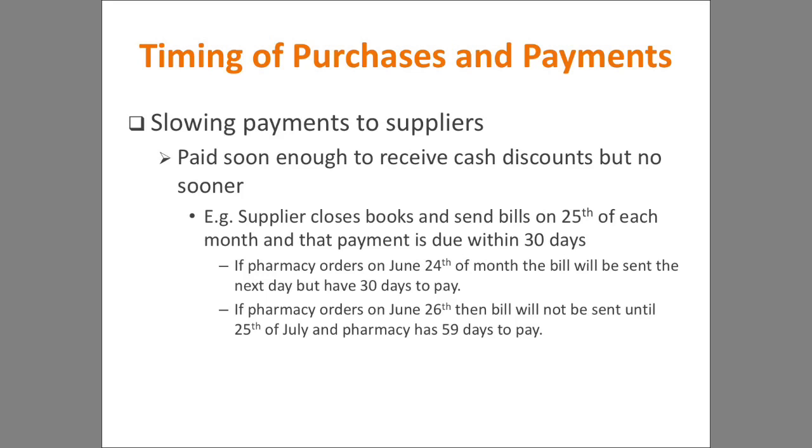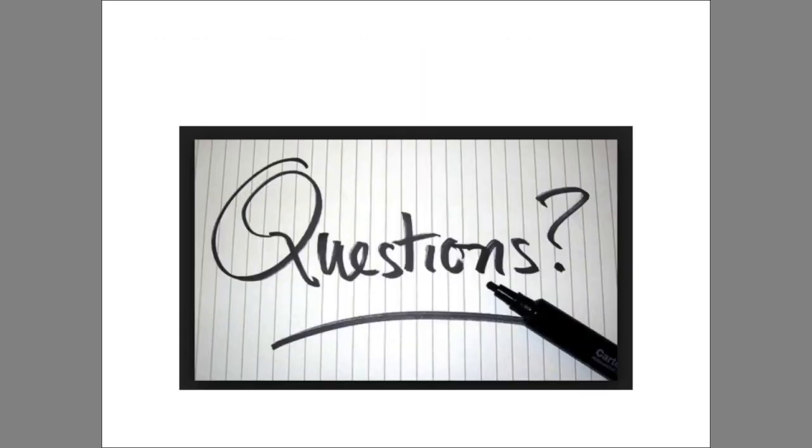So for example, if a pharmacy orders on June 24th of the month and the bill will be sent the next day, and then you have 30 days to pay. But maybe you have a product the patient is not due till the 28th of the month to get the prescription, and they get it once a month, and so you wait and you purchase it on the 26th instead. Then that bill will not be sent until the 25th of July, and the pharmacy now has 59 days to pay. These are all examples of how to improve cash flow, but it's so important to know that just one doesn't always solve the problem.